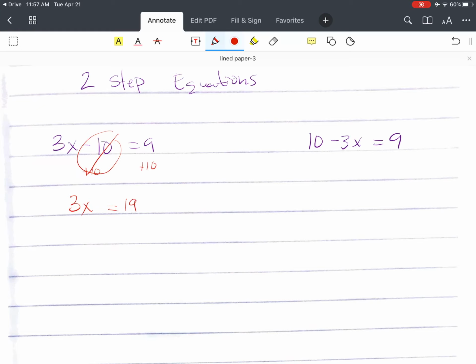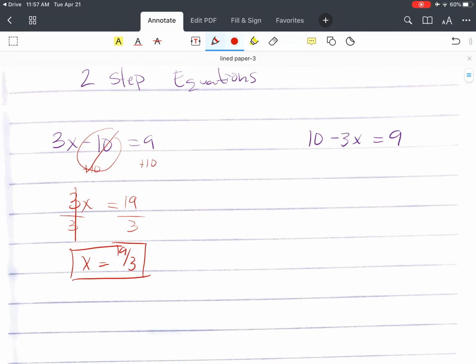Now, we did this in the last video, right? 3 times the number is equal to 19. What's the opposite of multiplying? Dividing. So you divide both sides by 3. That's a 1. So x equals 19 thirds. Easy as that.